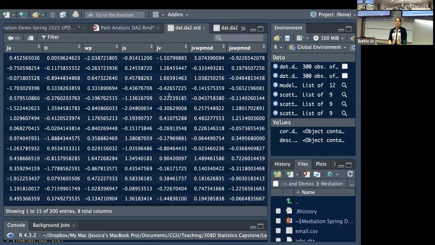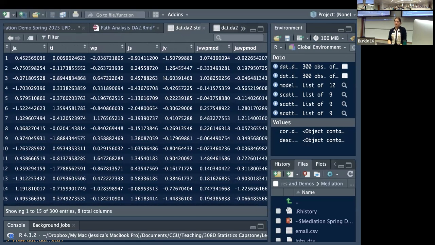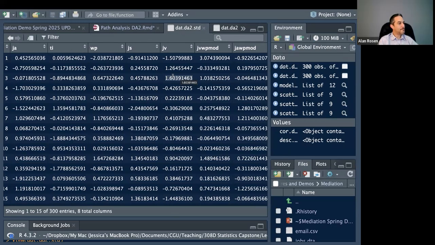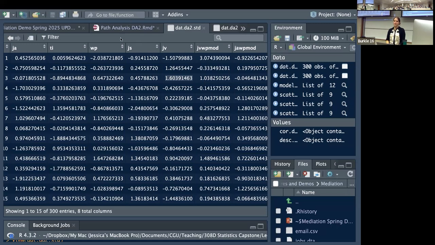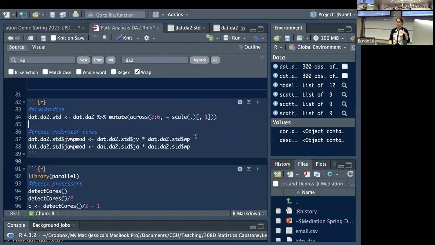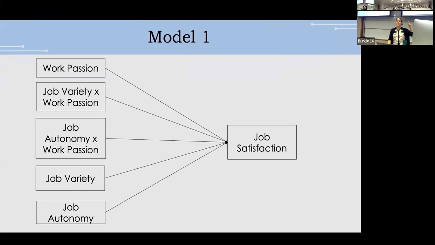Here they are. So now everything is expressed as a z-score. If I were to highlight this number right here, person number 3 has a job variety score of 1.60. What does that mean? More job variety than the other by 0.6. 1.6, right? So what's a z-score of 0? The mean. So a z-score of 1.6 means this person's job variety is 1.6 standard deviations above the mean. Okay, just a little review there. All right, so now I've created my moderator terms and I'm ready to fit this model.